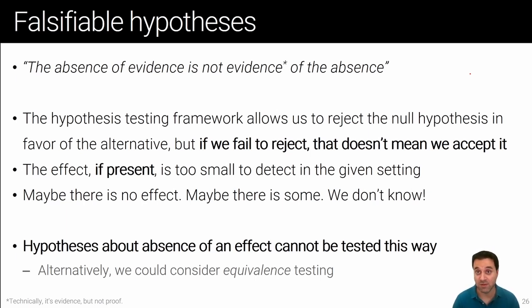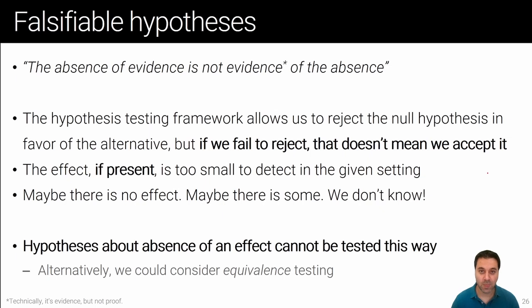Normally, we do not have enough statistical power. And so the effect, if it really exists, if it's present in the population, is just too small to be detected in our current setting. Because we don't have enough data, because there's too much variation anyway, or because, again, it's very small. Maybe there's no effect, or maybe there is some, but too small. We don't know. The point is, if we do not reject the null hypothesis, it doesn't mean we accept it. Maybe there's an effect, maybe there's not. We don't know. And so we cannot test through this framework hypotheses about the absence of an effect.